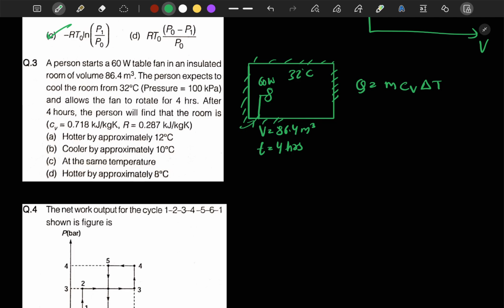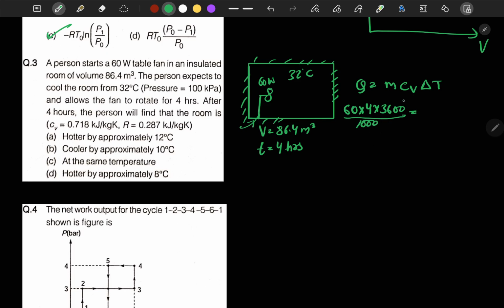So the net amount of heat we can calculate using the output of this fan multiplied by the number of hours it operates. 60 watt means 60 joule per second. 60 joules per second for 4 hours, so we can convert 4 hours into 4 into 3600 seconds, and divide by 1000. This will give us the required value in kilojoule.